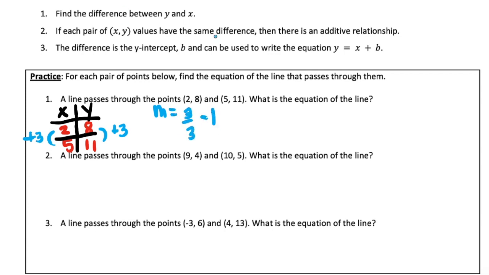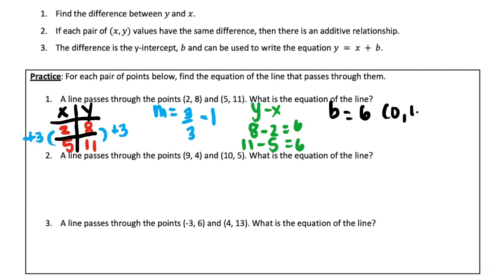Now we want to figure out the difference between y and x. So we want to figure out what y minus x is each time. We have 8 minus 2 and 11 minus 5. Both of those get us a difference of 6. So that's going to tell us that our y-intercept, or b value, is 6, or if you want to write it as a point, it would be 0, 6. So for our final equation, we know that y equals 1x, or just x, plus 6 for our y-intercept.